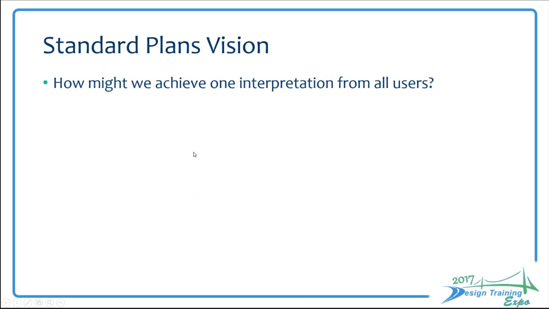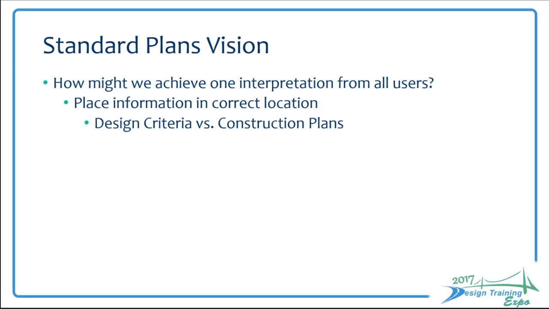So how might we achieve one interpretation from all users? Well, first of all, we want to make sure that the information is placed in the correct location. We have design criteria versus construction plans. And in the past, the majority of our roadway related design standards have had a mixture of design criteria and construction plans. We want to focus on the end user needs, and the end user of our standard plans is our construction folks, the contractors.